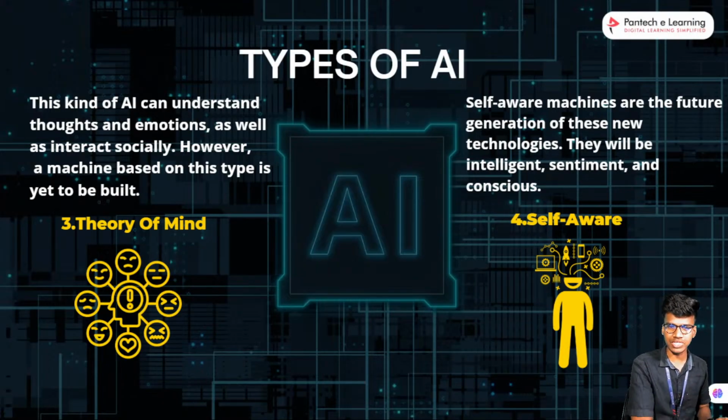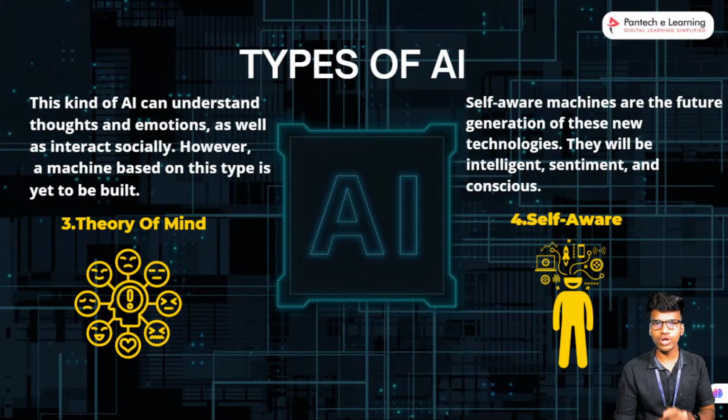So these previous three types already exist in our real world, our current world. But self-aware AI is a future generation, because it is an AI that mimics a human, that looks like a human. That is the self-aware one. Okay, so these are the types of AI technologies.